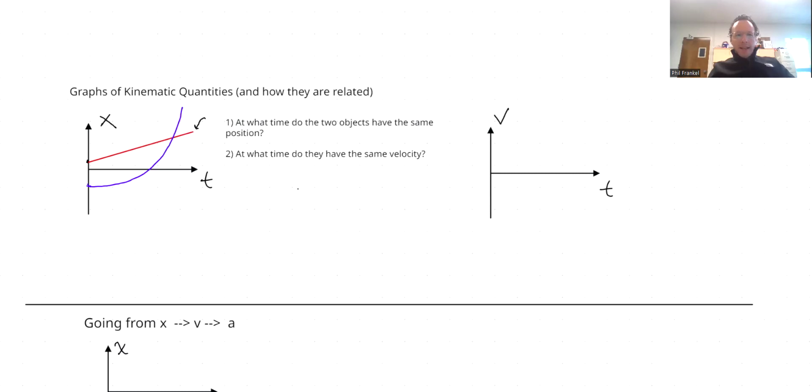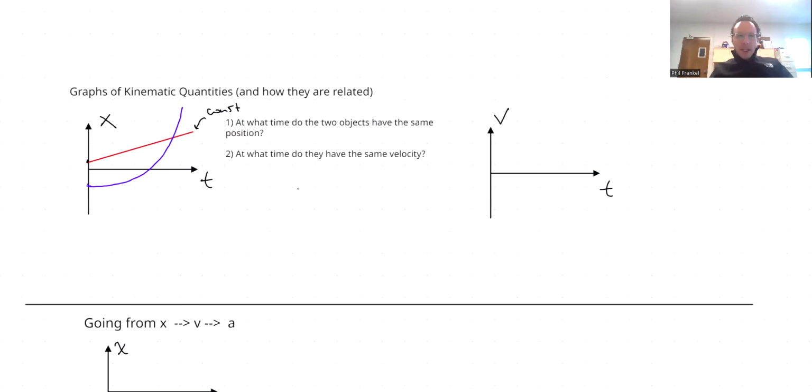It gets a bigger and bigger positive x coordinate over time. The fact that the position is increasing at a constant rate, the fact that the slope of this position versus time graph is constant, means that the velocity is constant. So the red object has a constant velocity, and I know that because its position is increasing at a constant rate, changing at a constant rate.